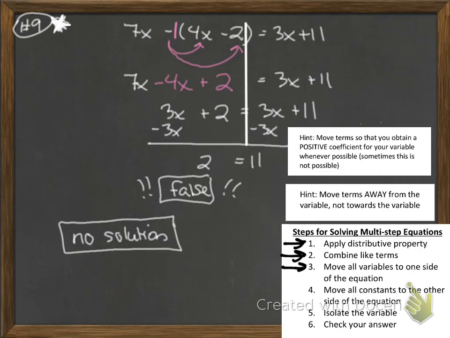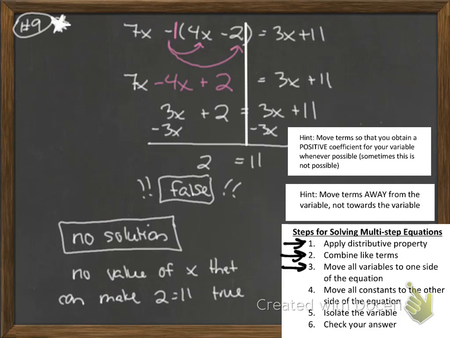There is no value of x that can make 2 equals 11 true, right? That's just never going to work. 2 and 11 are completely different numbers. It's never going to happen. So that just means that this equation doesn't have a solution. So that's our final answer.